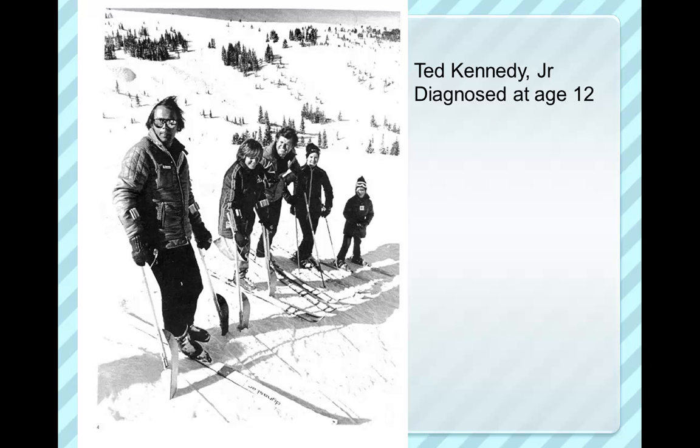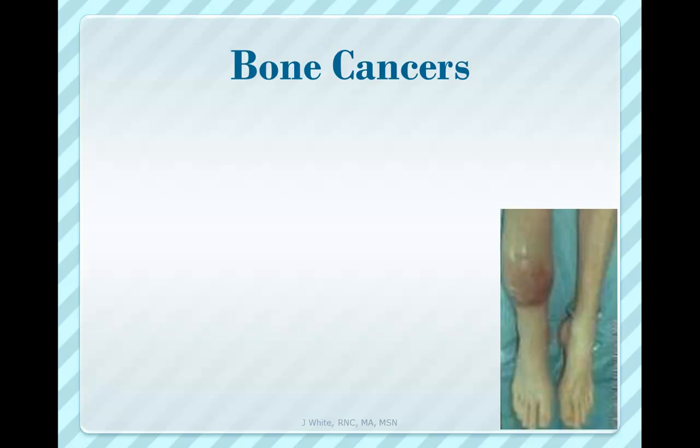I want to remind you of Ted Kennedy Jr., who was diagnosed with osteosarcoma at the age of 12 and had an amputation shortly thereafter. It has not stopped his activity. Here it shows him skiing with others, with family members.